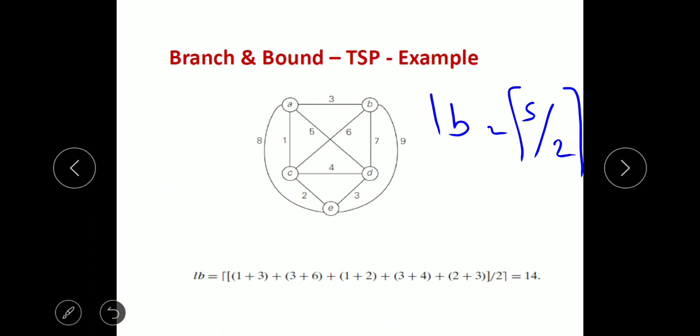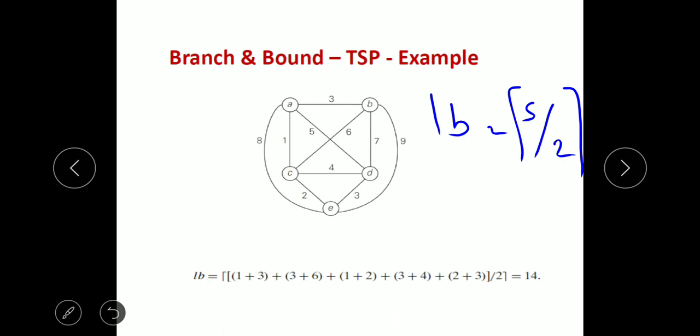To start with, let us find the initial lower bound for the given problem. We consider vertex A to be the source of this tour. The traveling salesperson problem is basically finding a Hamiltonian cycle. It means that we start from vertex A, visit all the vertices in the graph exactly once, and the traveling salesperson returns to the same source vertex from where he started his journey.